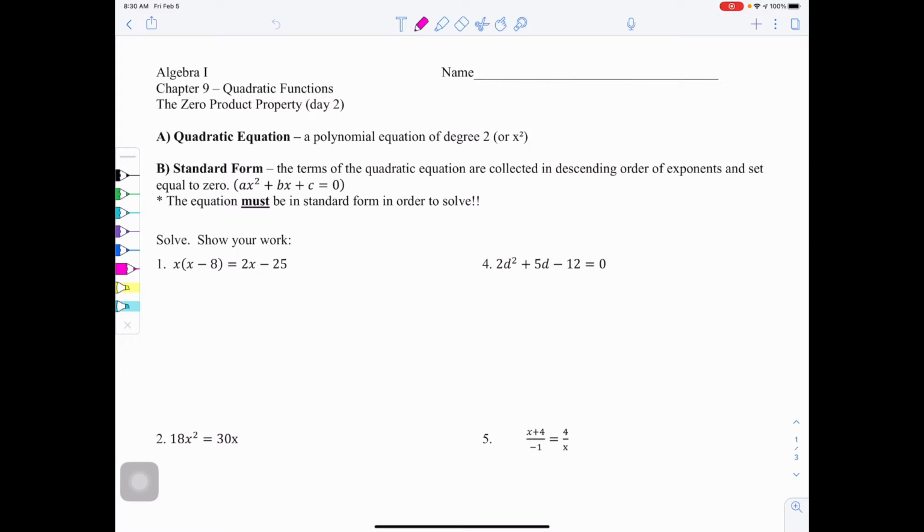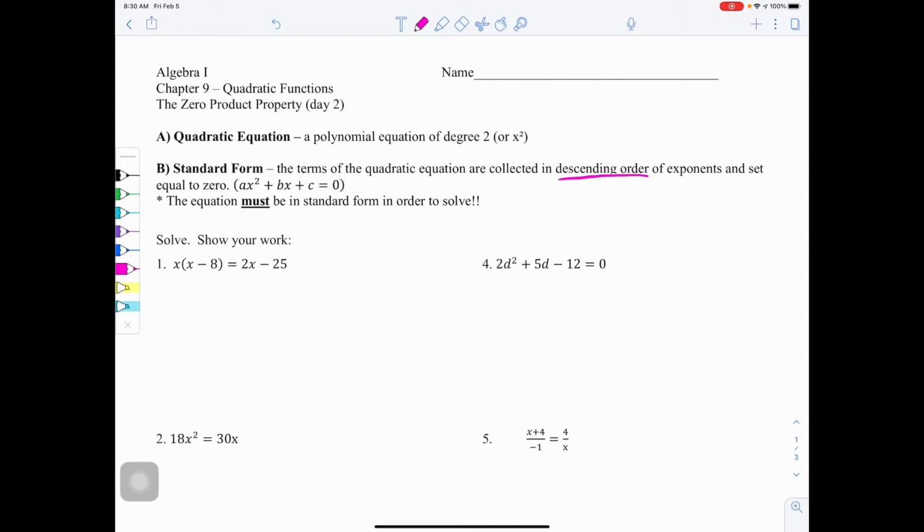B says standard form. So hopefully you remember standard form from previous lessons. The terms of the quadratic equation are collected in descending order of exponents and set equal to 0. So you want your exponents to be going down. The format should be ax squared plus bx plus c equals 0.